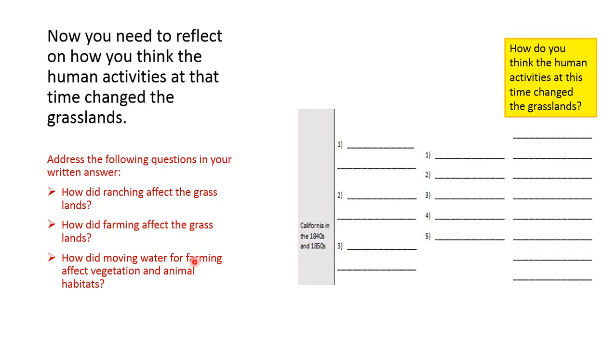So now we get down to the harder part. You need to reflect on how you think the human activities at that time changed the grasslands. So I want you to consider these things. Address the following questions. How did ranching affect the grasslands? How did farming affect the grasslands? And how did moving water for farming affect vegetation and animal habitats?